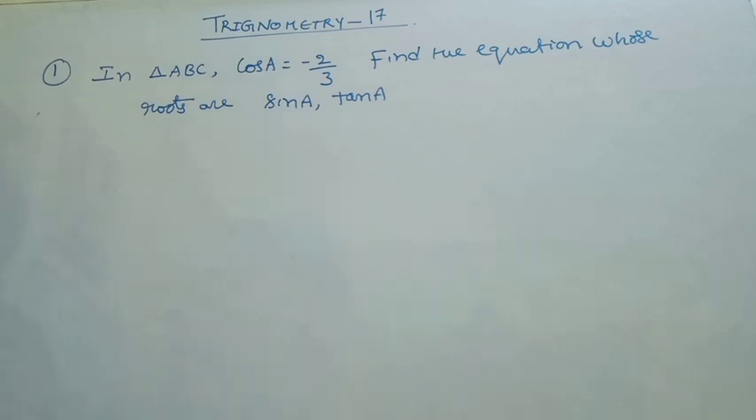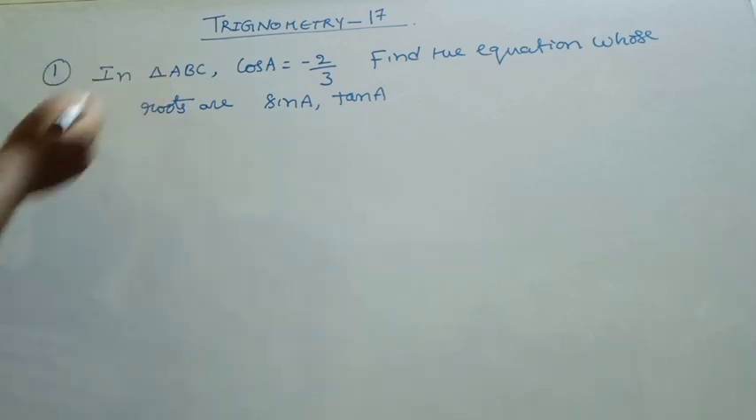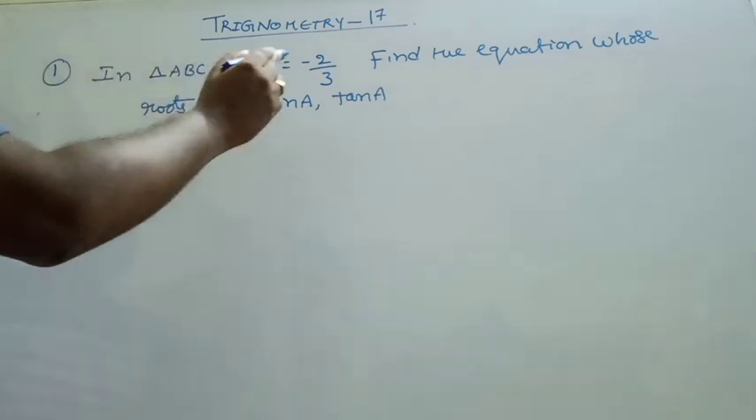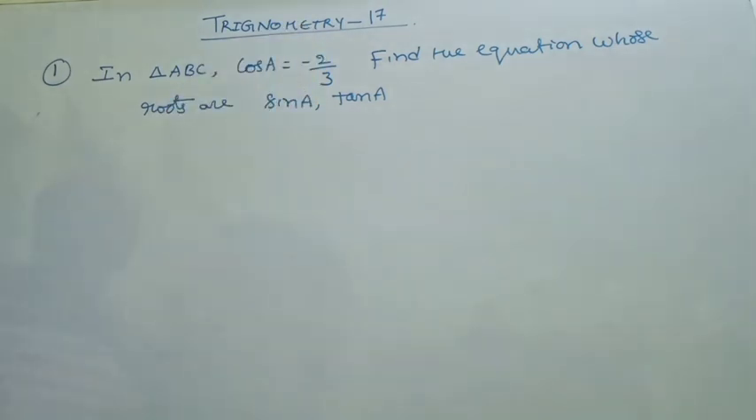And in this video also, we are going to discuss different kinds of problems which are useful for your coming JEE Mains test. And as part of that, the first problem: in triangle ABC, cos A equals minus 2 by 3. Find the equation whose roots are sin A, tan A. This is the problem you are having here.